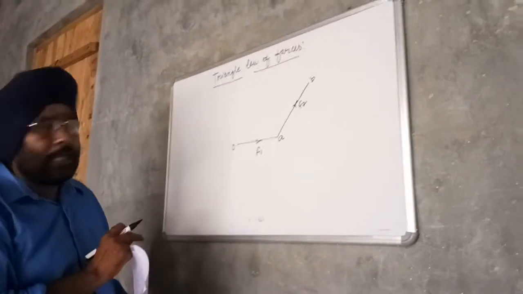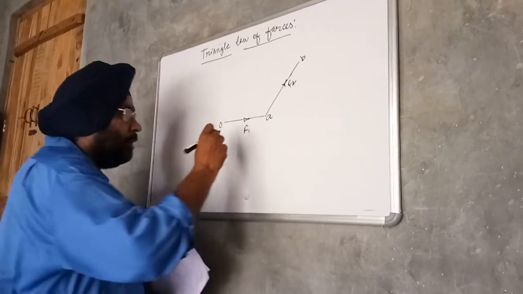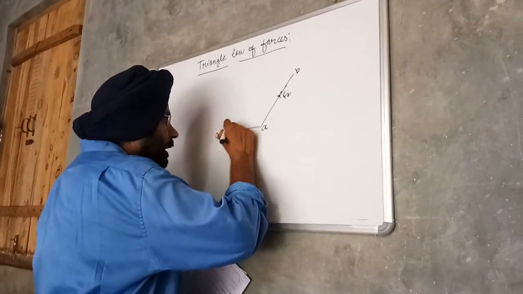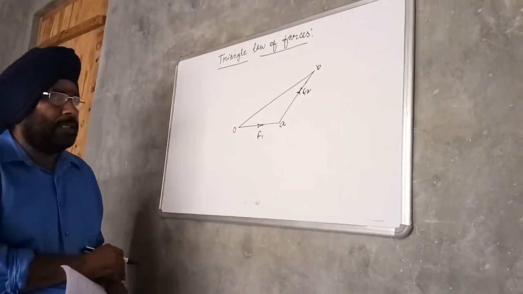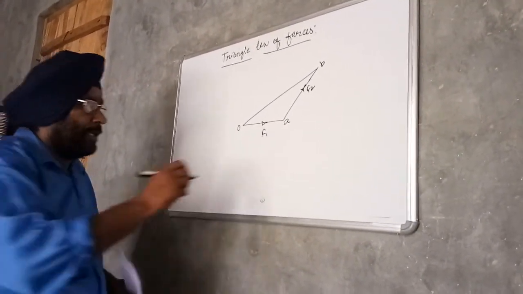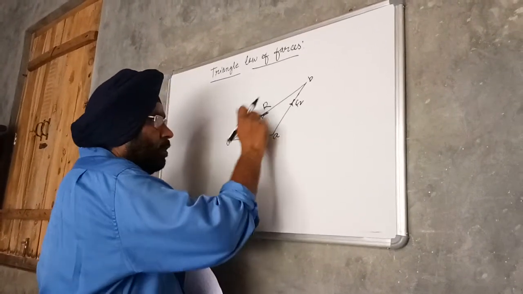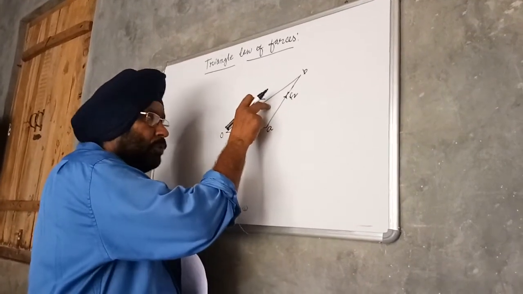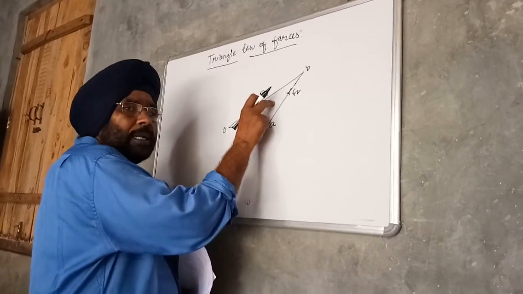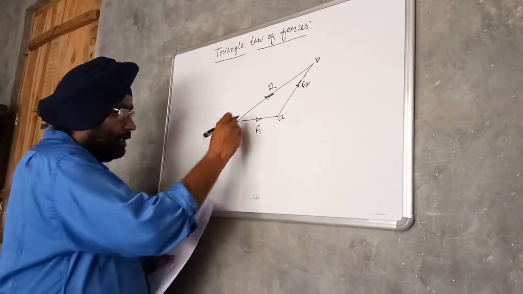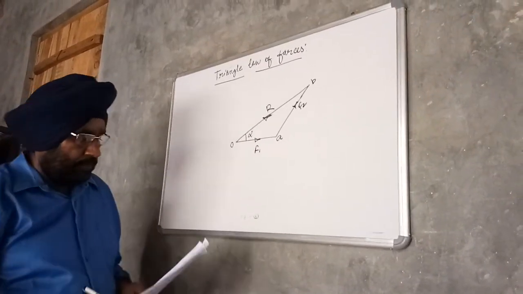Then according to the triangle law of forces, the resultant force R is represented by the third side of the triangle, line OB. Line OB represents the resultant force in magnitude and direction to the same scale. The length of the line OB gives the magnitude of the resultant force, and the direction of the line OB gives the direction of the resultant force. This angle is alpha, which the resultant force R makes with the force F1.